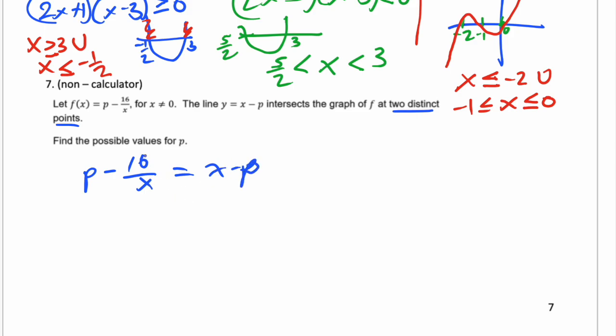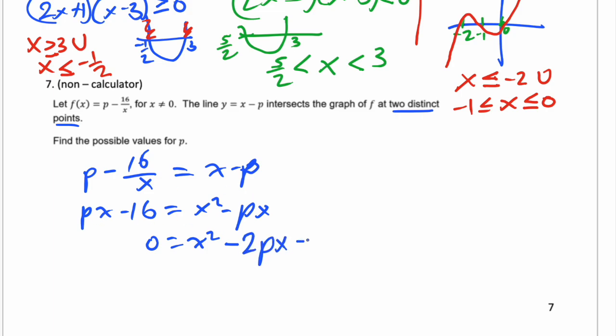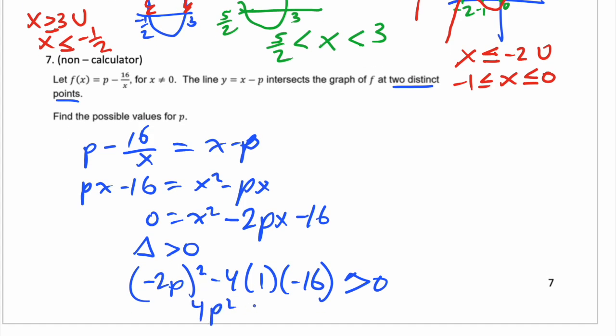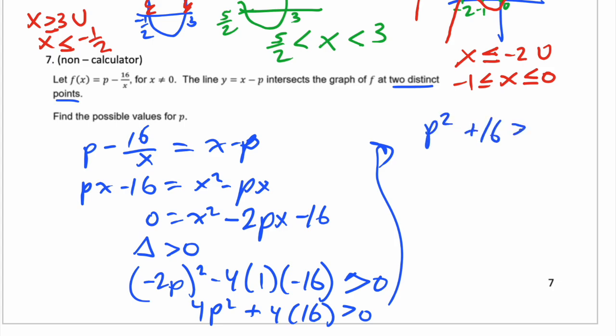And solve for x. x is in the denominator here, so we multiply both sides by x. So 0 equals x squared minus 2px, if I bring this px over here. Now we can look at the discriminant. Two distinct points mean the discriminant is greater than 0. So b squared minus 4ac is greater than 0. That's 4p squared plus, I'm going to leave it as 4 times 16 because I can divide by 4. You get p squared plus 16 greater than 0.